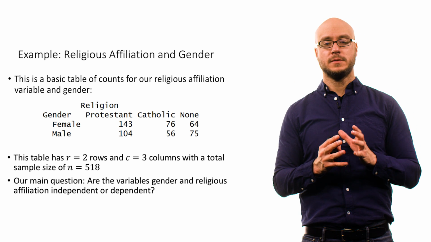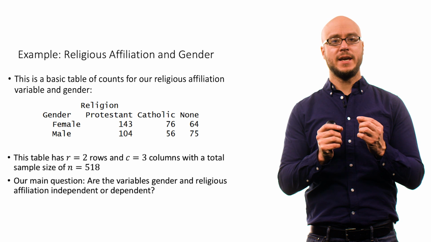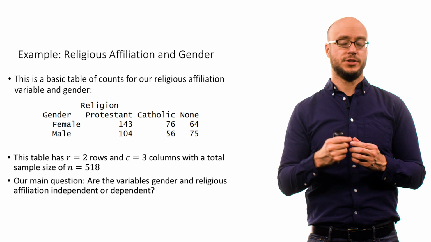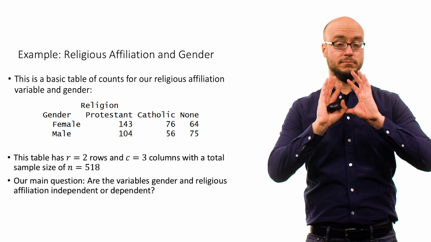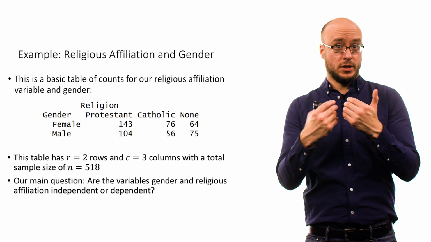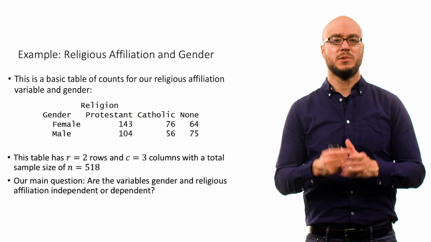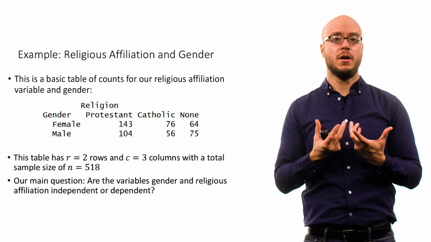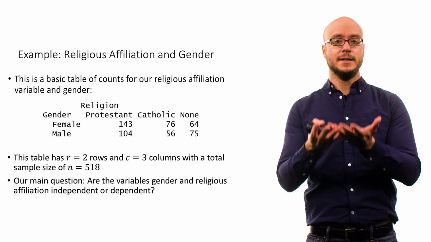We want to know, are these 2 variables independent or dependent in the population? We just have a random sample of data, so we don't actually know what's going on in the population, but we're going to use this random sample and the knowledge of the fact that it's a random sample to say something about the population, make a conclusion.